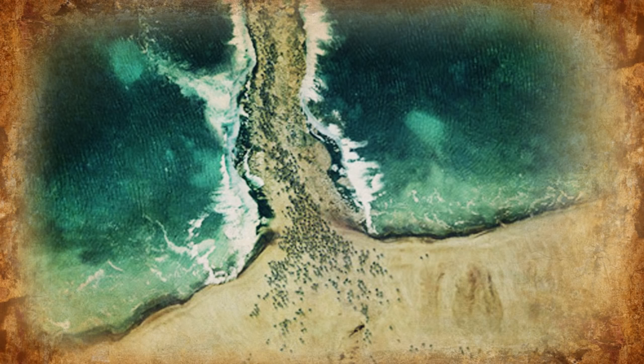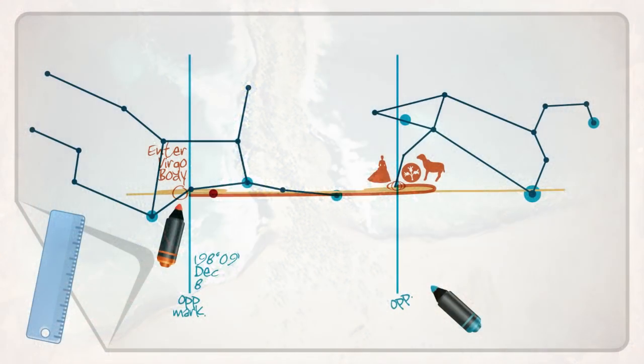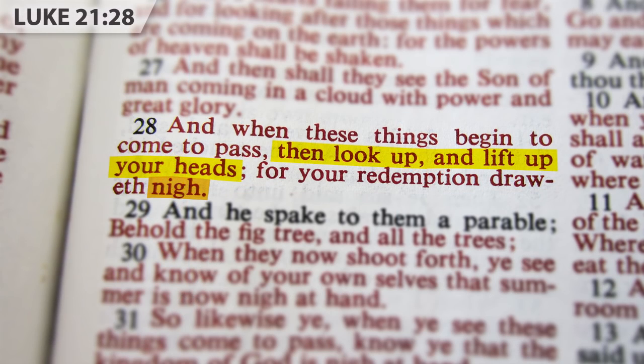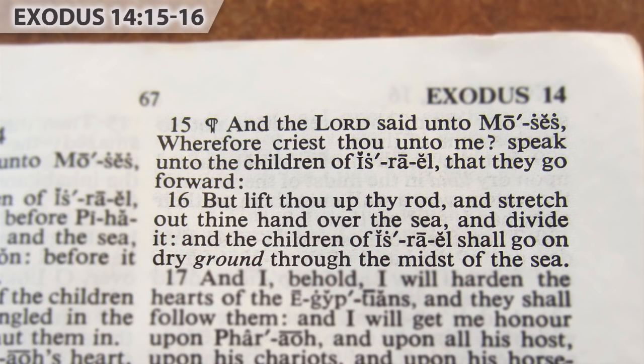And likewise, we are expecting our exodus. And we can look up and we can see the scepter held up for us, reminding us that a redemption is drawing nigh. And we know that one day the door of heaven is going to open and God is going to say, come up hither, come up hither. And as we see the scepter held up for us, this is our expectation. And when these things begin to come to pass, then look up. And lift up your heads, for your redemption draweth nigh. Your shepherd is drawing nigh to gather his people. Speak unto the children of Israel, that they go forward.